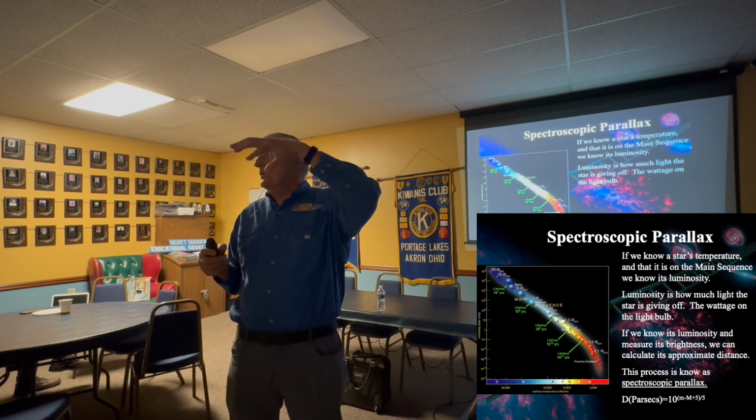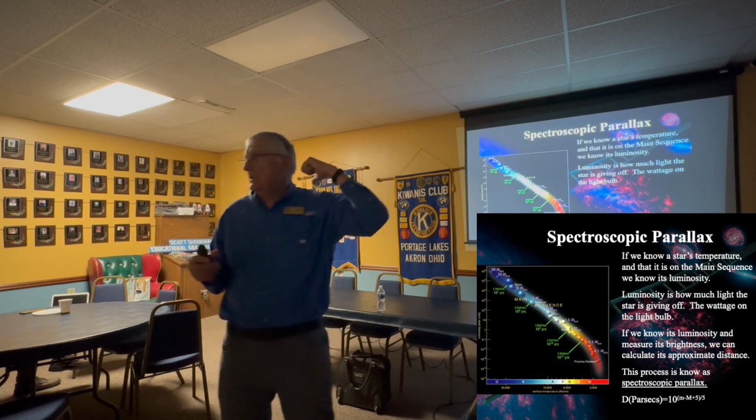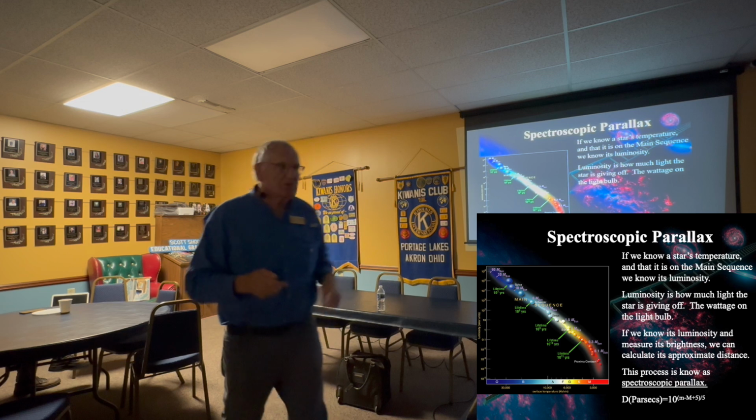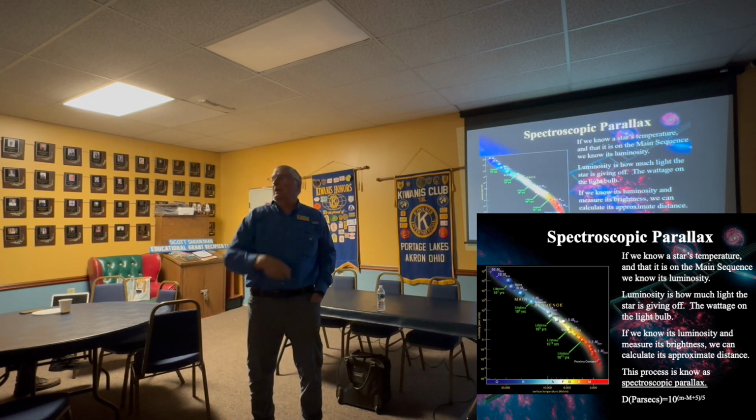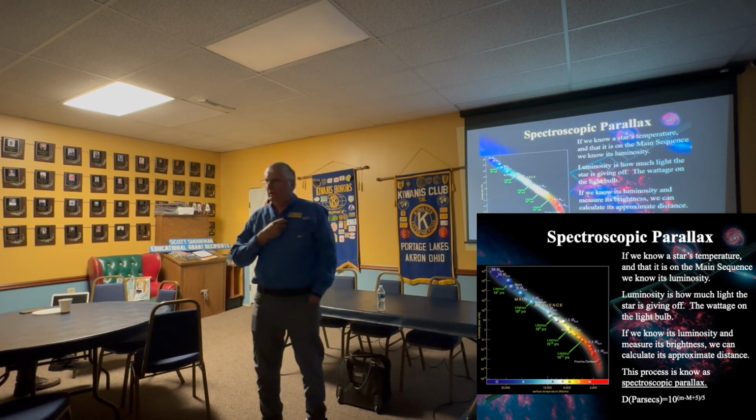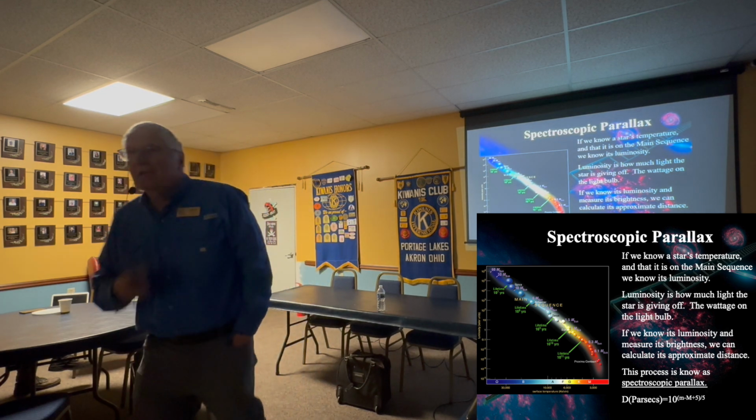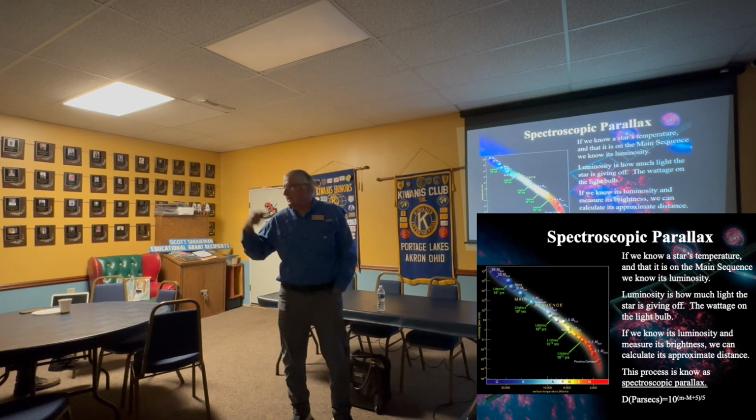So something that's close appears very bright. Something that's far away doesn't appear so bright. But this actually gives you the luminosity, which gives you the wattage on the light bulb. So if you know the luminosity, you can measure the brightness and you can figure out the distance. It's called spectroscopic parallax. There's the formula if you need it, okay? And so that's the way we did it until we sent up these satellites.